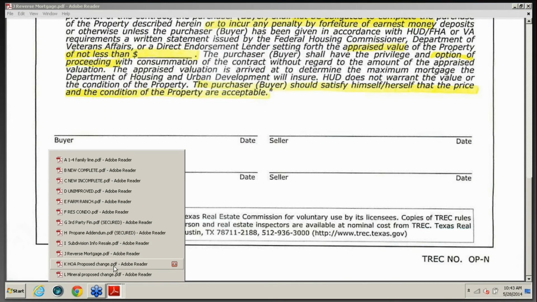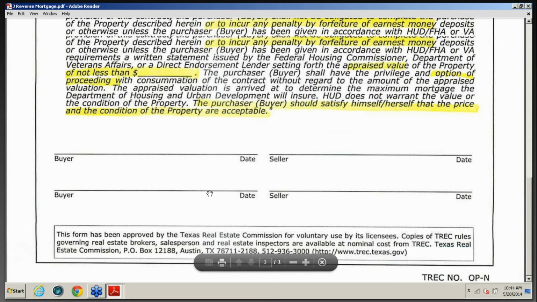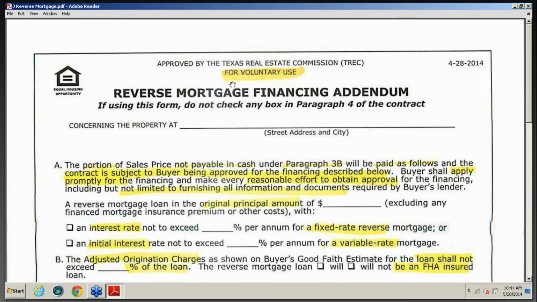There is a question, Lori. Okay. What does voluntary use mean? Is it not required? That's correct. It is voluntary use. So this is not a mandated form. This is for voluntary use. It means that if you want to use this form, you can. If you don't want to use the form, you do not have to.